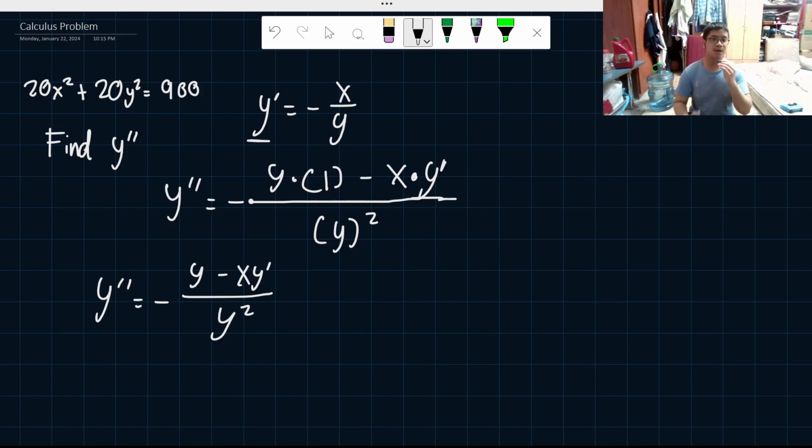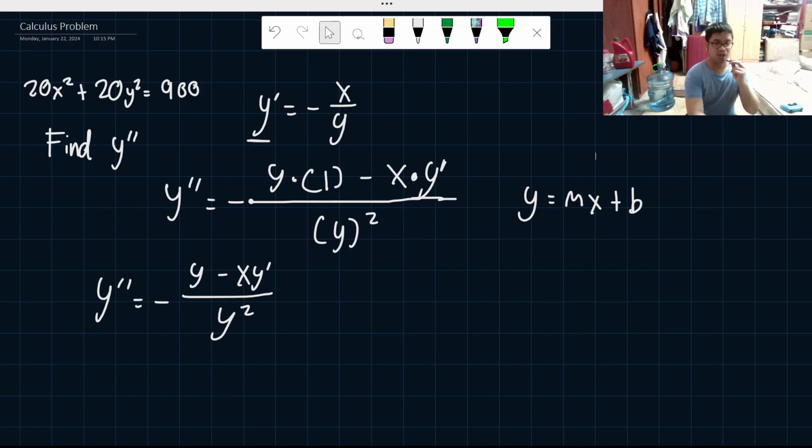And if you're asking me why it is valid for me to substitute y prime as negative x all over y, it's because once you differentiate the equation at least once, you'll be forming a different equation. For example, I have the slope-intercept formula, which is y is equal to mx plus b.